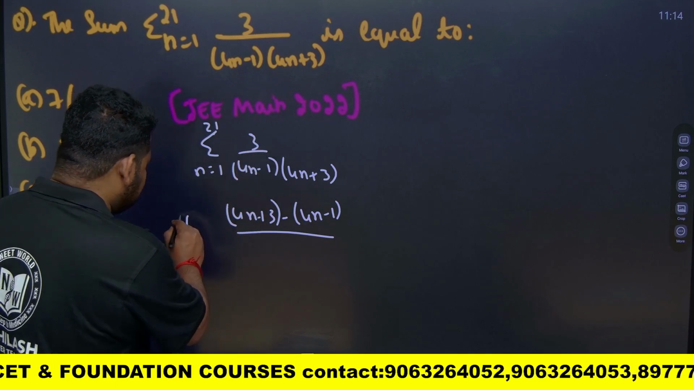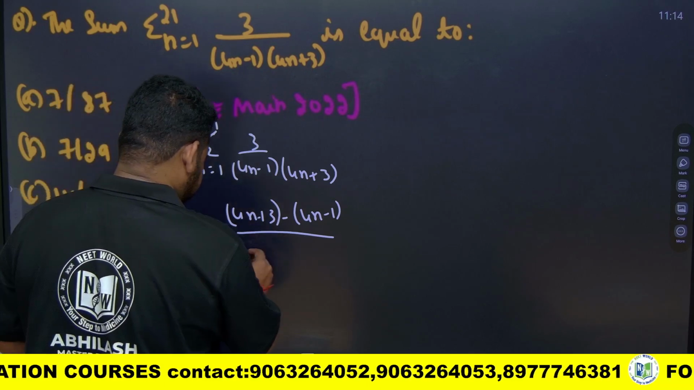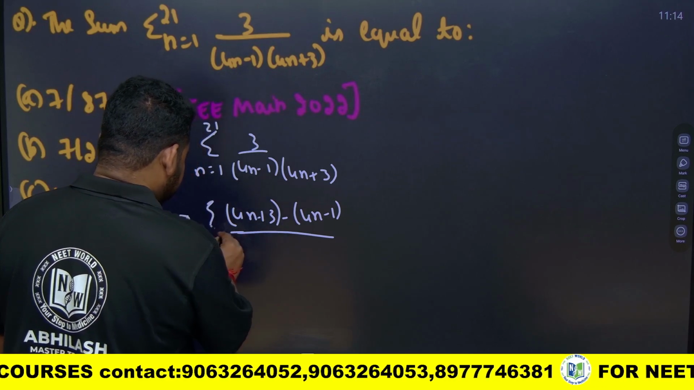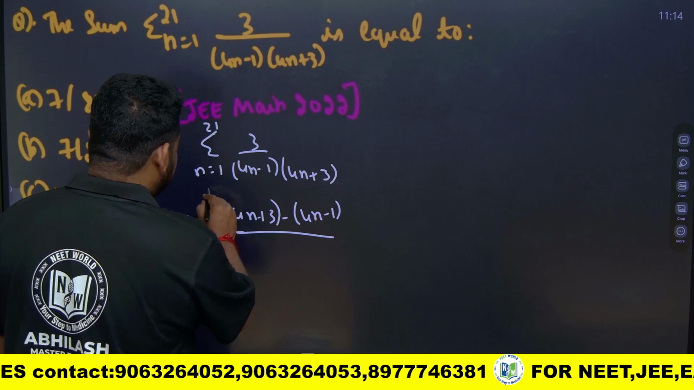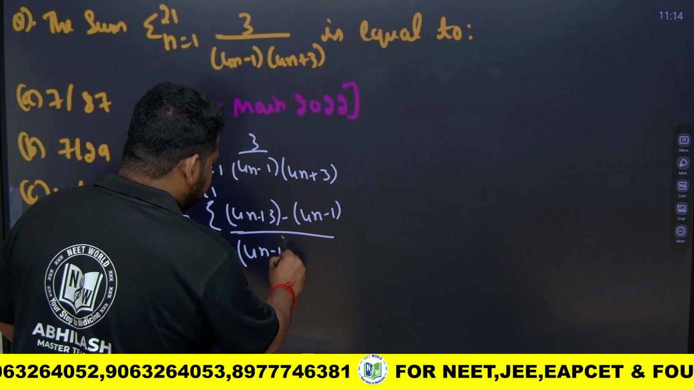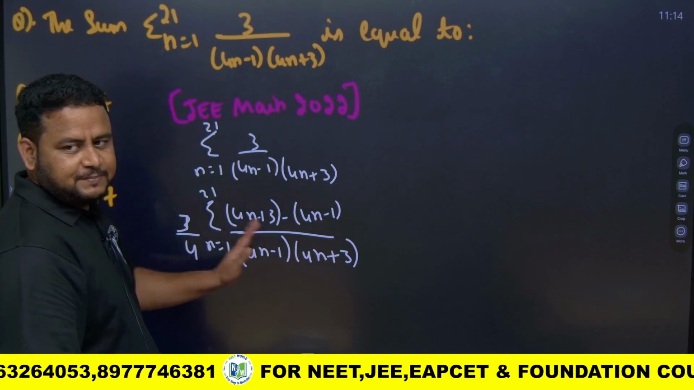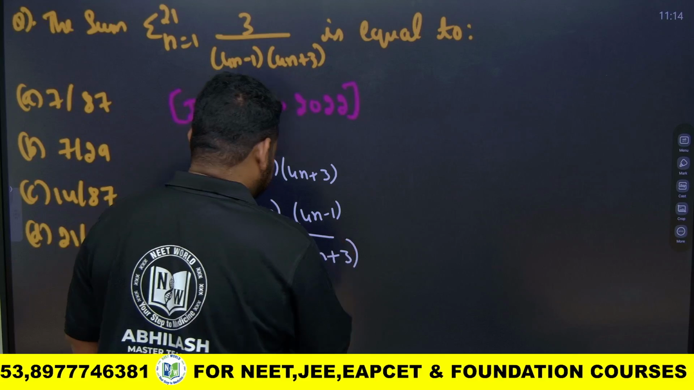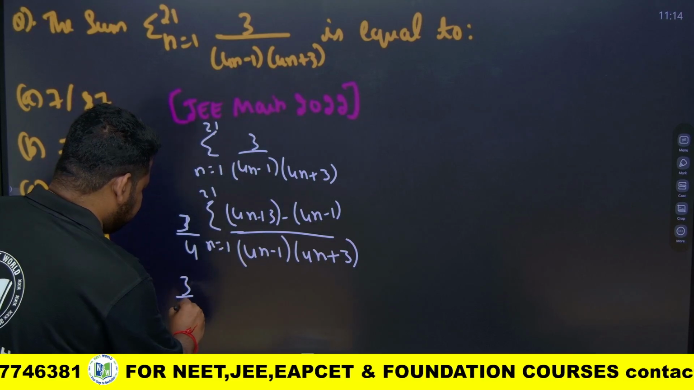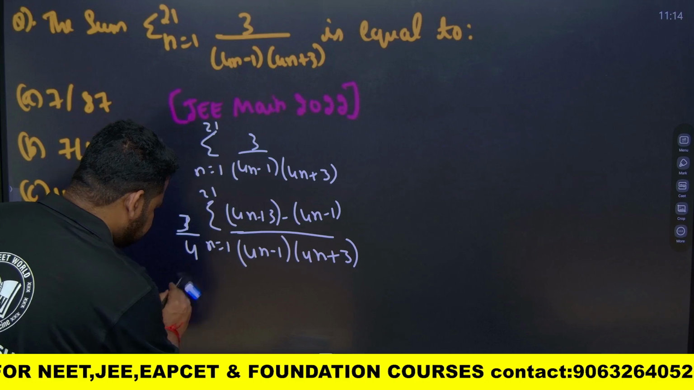So 3 I will take outside. This will be summation of n running from 1 to 21, and the denominator is the same, (4n minus 1) into (4n plus 3). Now if I separate and divide it, what will I get friends? I will get 3 by 4 outside. This is not 9, this is 3 by 4.